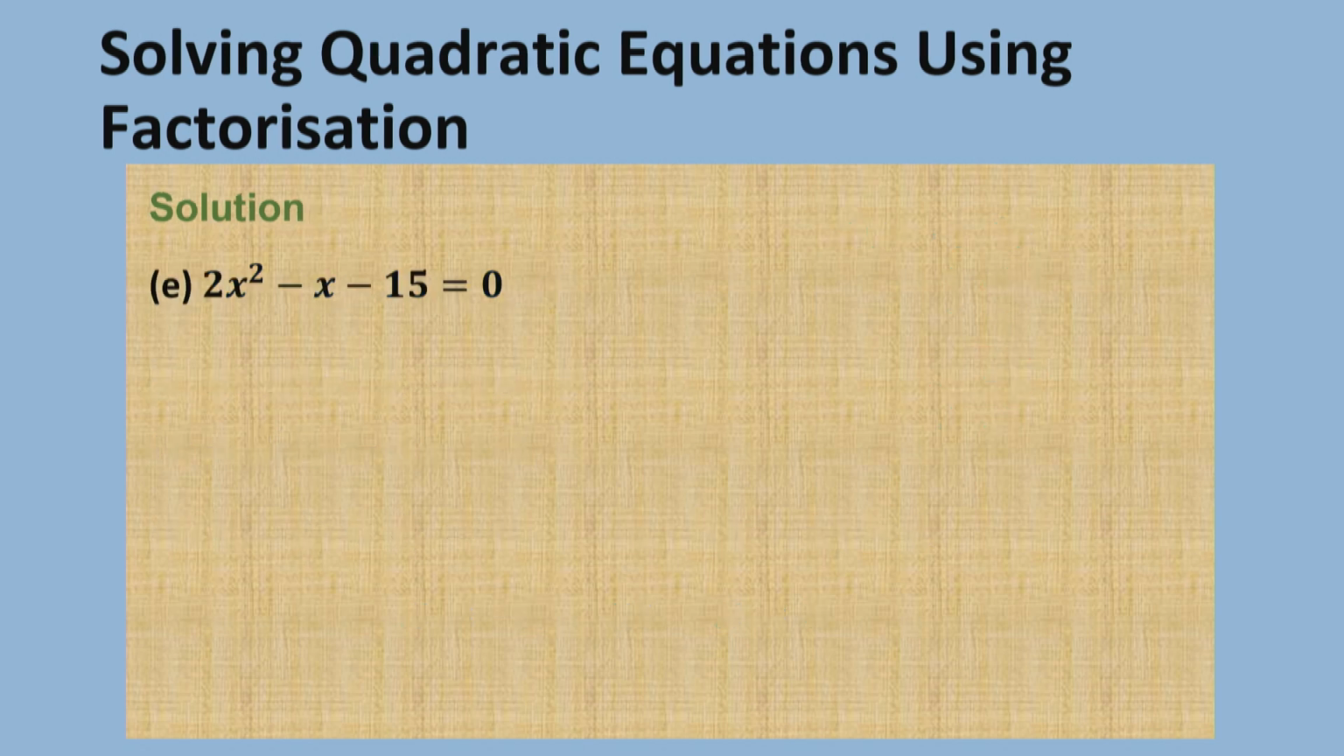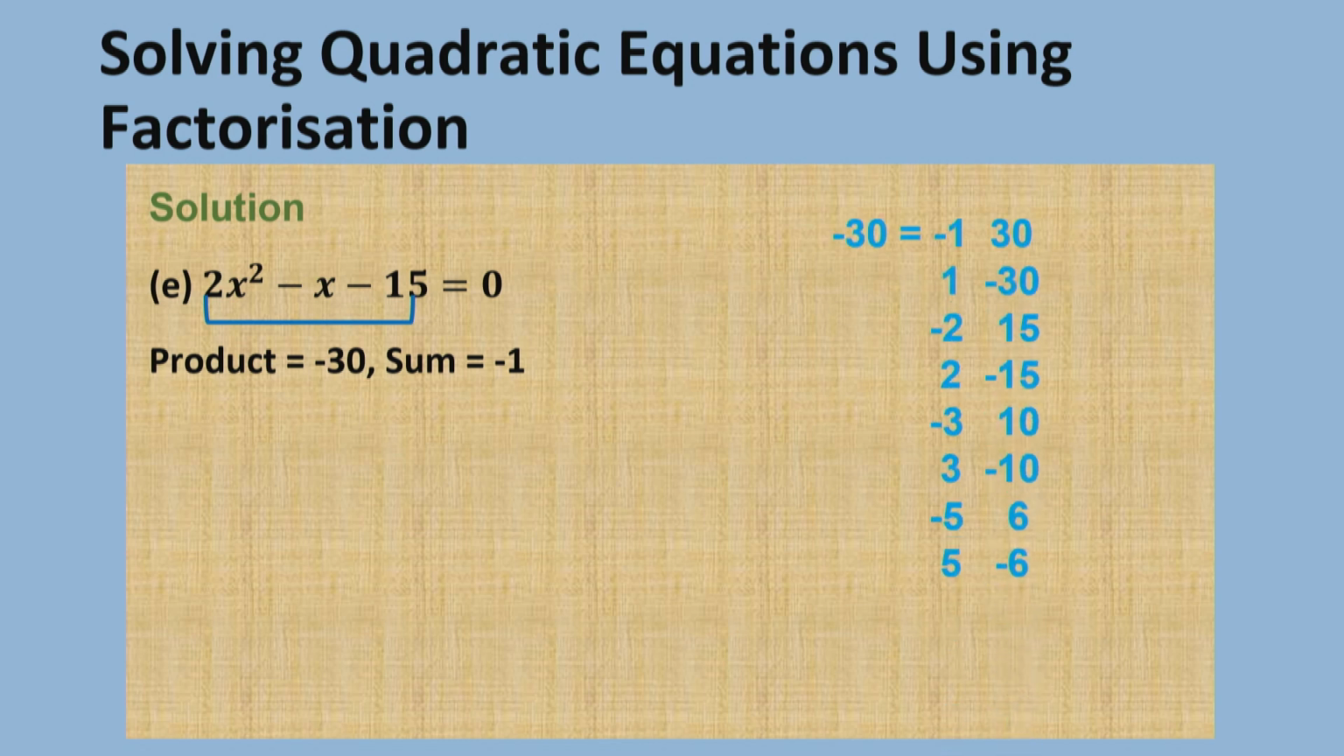Part E. 2x squared minus x minus 15 equal to 0. So how are we going to do it? Well, product and sum, but this time you need to be careful because the coefficient of x squared is not equal to 1. It is equal to 2. So the product will be 2 times minus 15, which is minus 30, and the sum will be negative 1. Now we are going to look at the factors of minus 30.